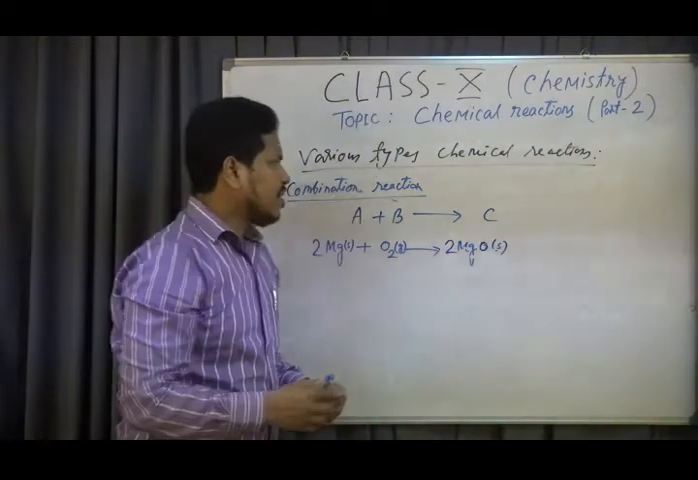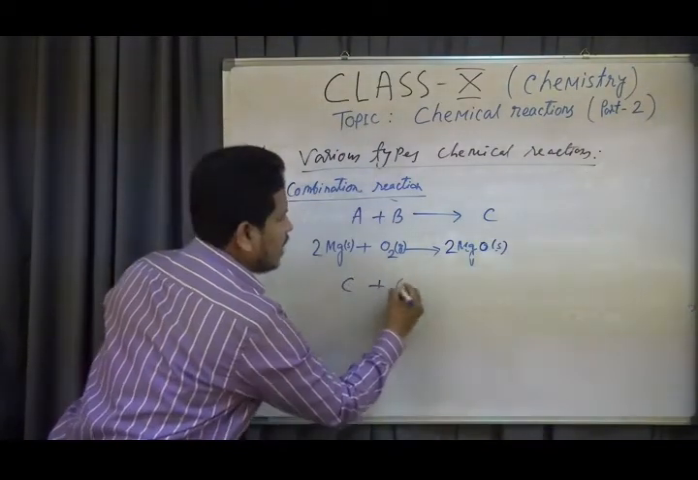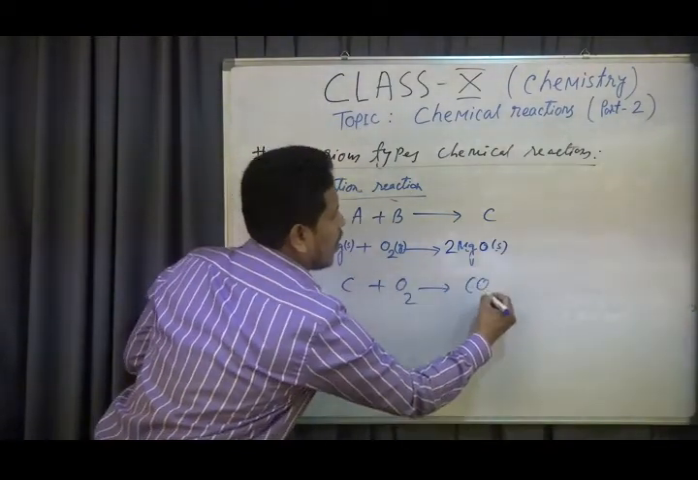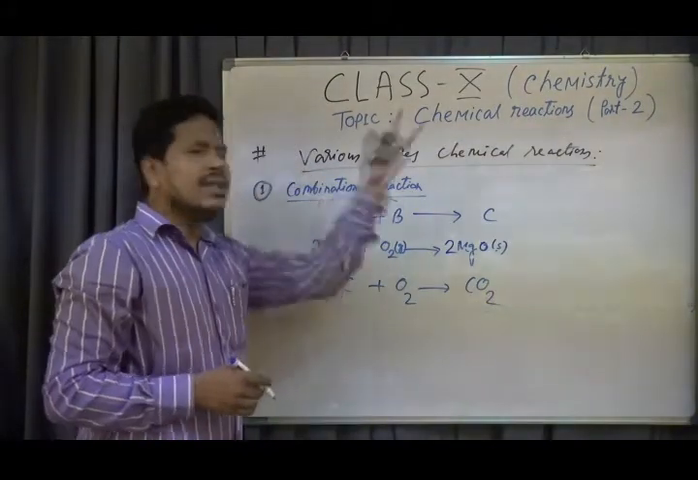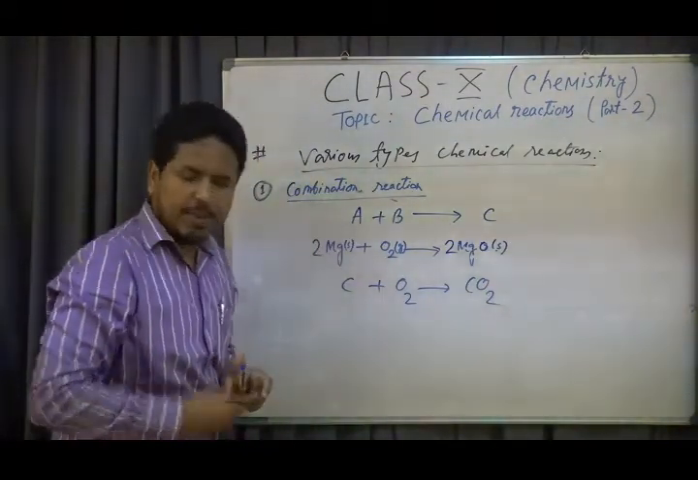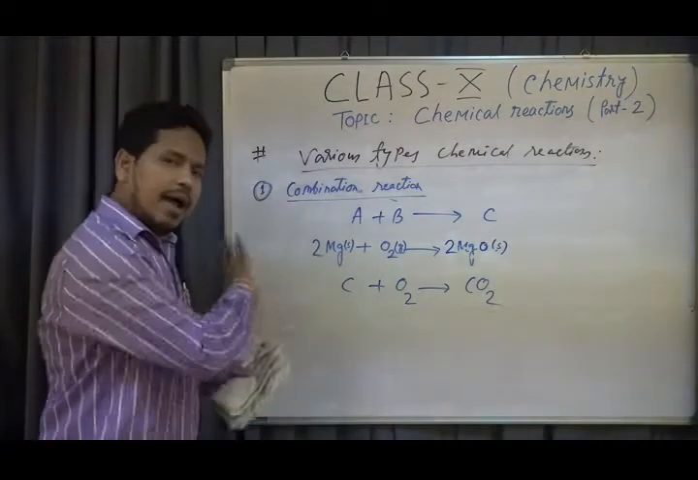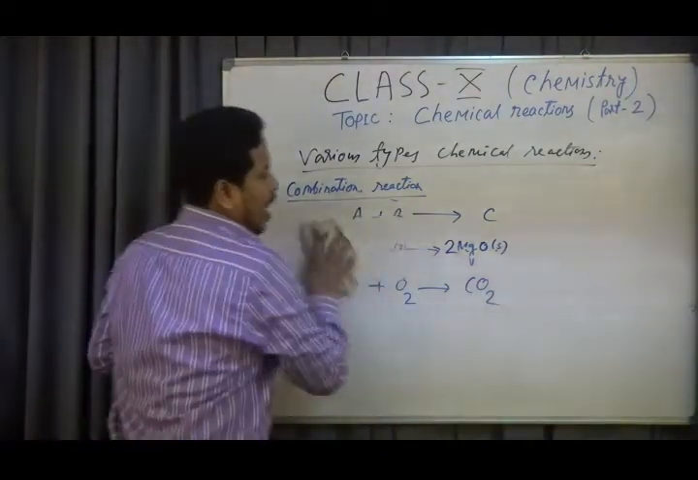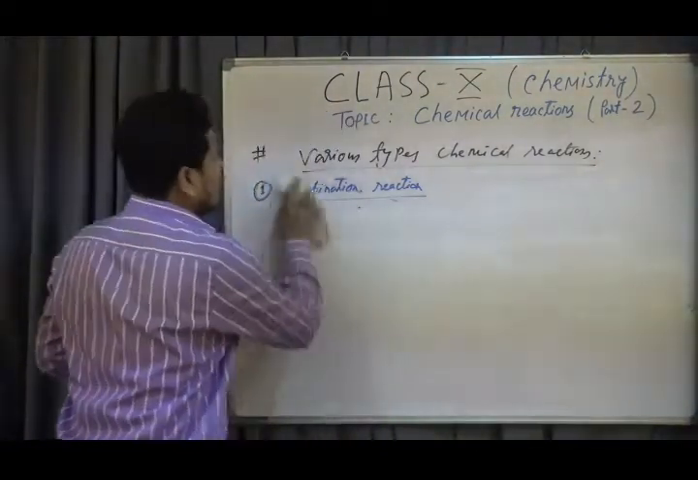A lot of examples are there. Carbon burns in air to produce carbon dioxide. That is also a combination reaction. A lot of examples are there in your books. Okay, I am wrapping it up. The second type of chemical reaction I am going to discuss, my dear students.